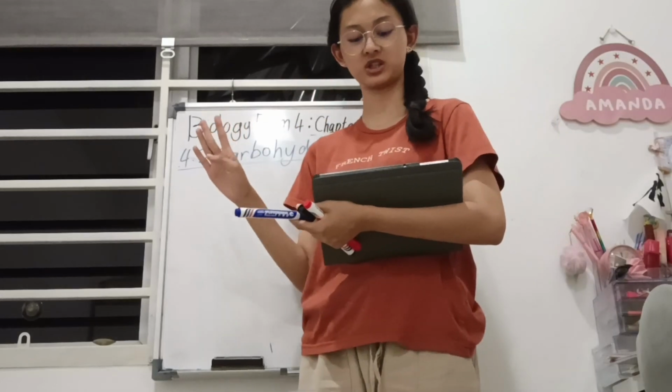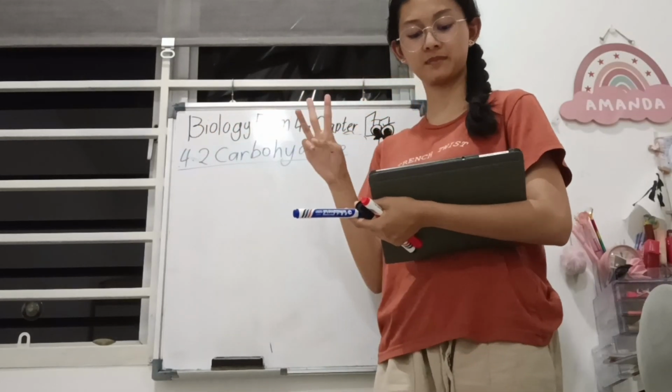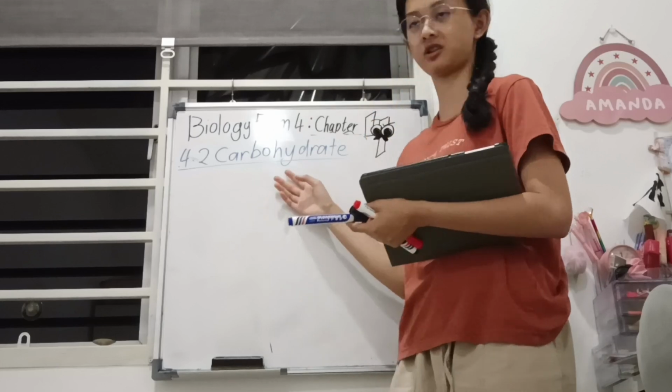So we're going to go into carbohydrate, which is 4.2. There are 4 biomolecules, which are carbohydrate, protein, lipid, and nucleic acid. So obviously we're going to talk about carbohydrate first.